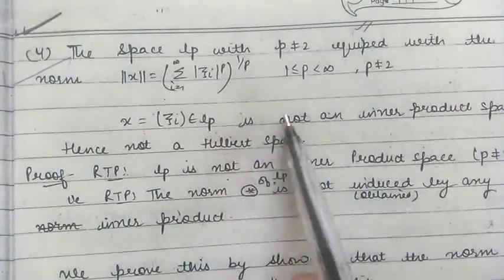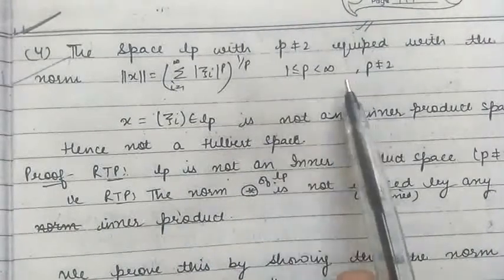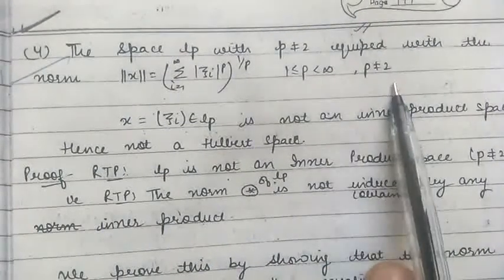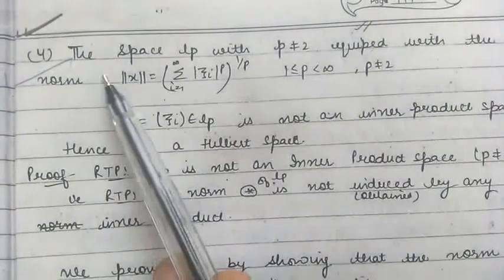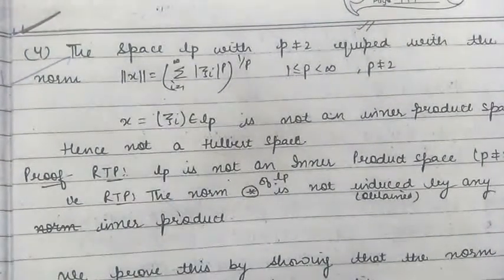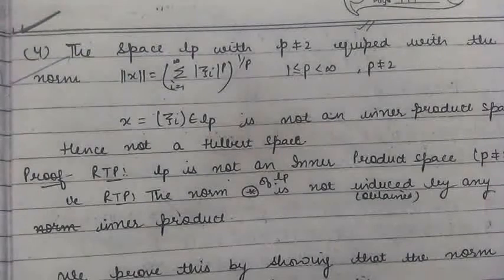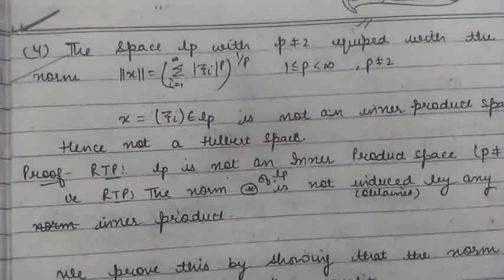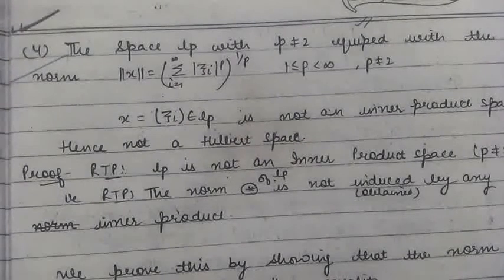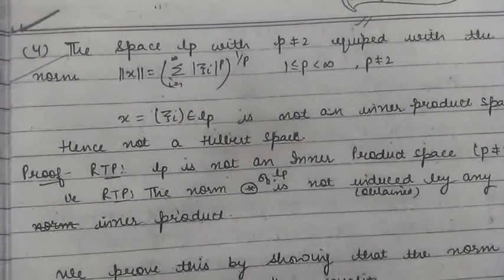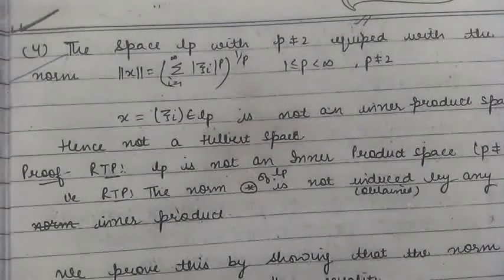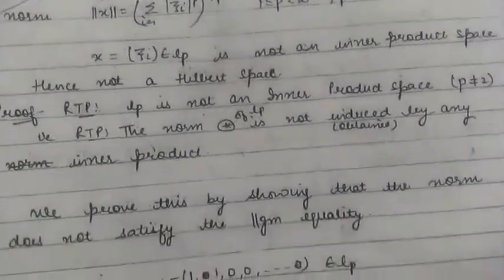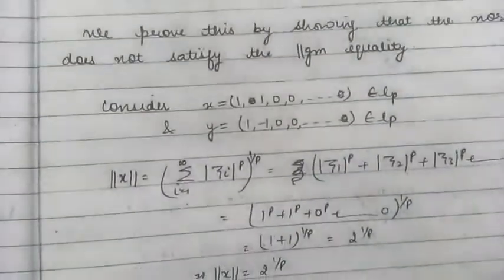Here p varies from 1 to infinity, and that is finite. p is not equal to 2. Here we will prove that this space LP is not an inner product space, and if it is not an inner product space, then it cannot be a Hilbert space. In order to prove that it is not an inner product space, we will prove that the norm is not induced by any inner product. For this we prove that it does not satisfy the parallelogram equality.